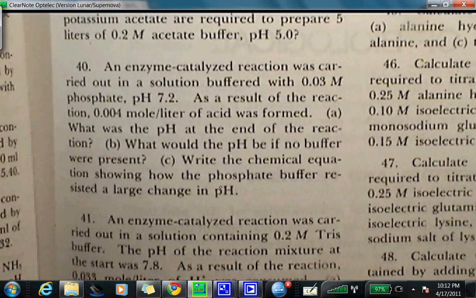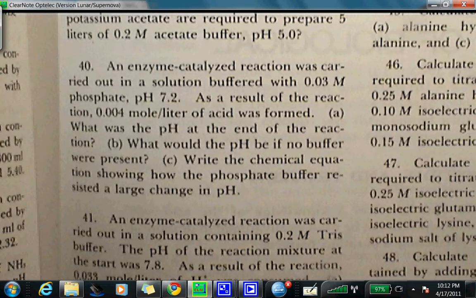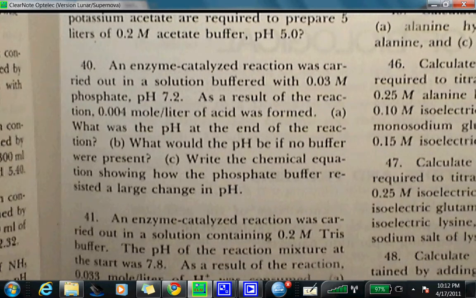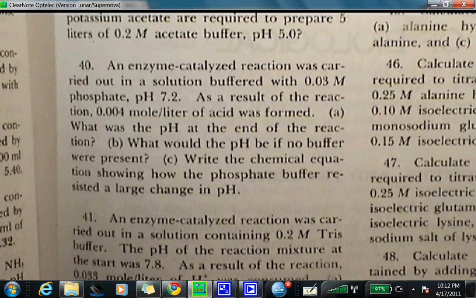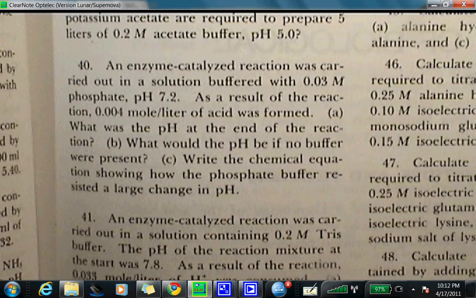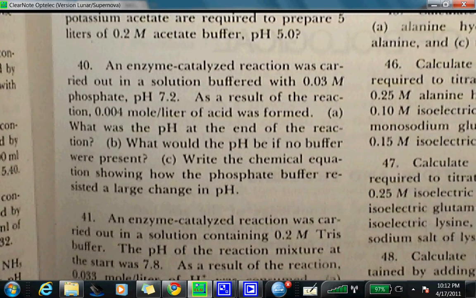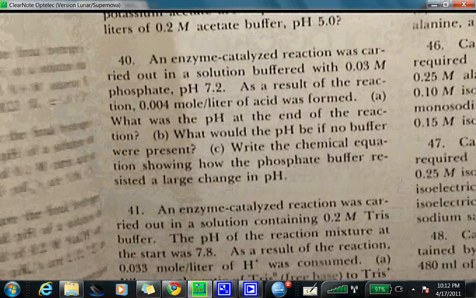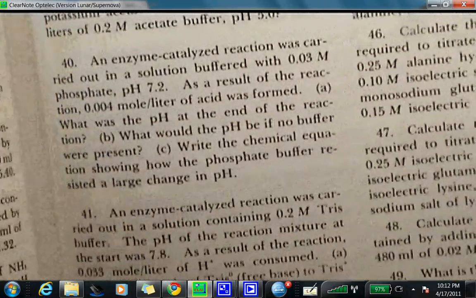Hello everyone, we're going to be doing number 40, an enzyme catalyzed reaction carried out in a solution buffered with 0.03 molar phosphate, pH 7.2. As a result of the reaction, 0.004 moles per liter of acid was formed. A. What was the pH at the end of the reaction? I'm only going to do A because that was all that was requested of me.